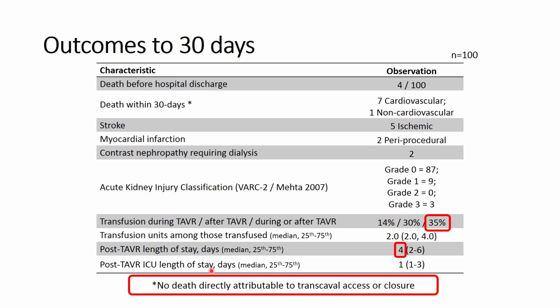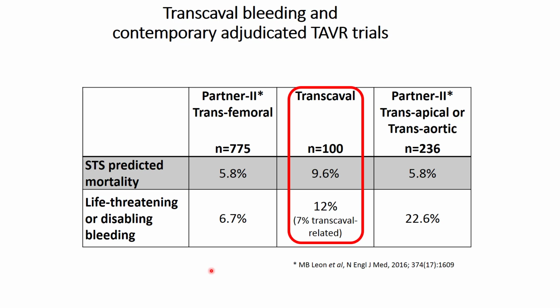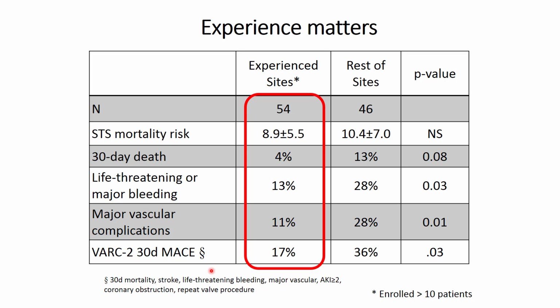If you look at transcaval compared to transapical or transaortic in the PARTNER 2 trial, you had a higher STS score, but way lower life-threatening or disabling bleeding compared to transaortic or transapical, which have around 20% by VARC criteria. And if you compare the experienced sites versus the non-experienced sites, the VARC complications were low, around 17%.